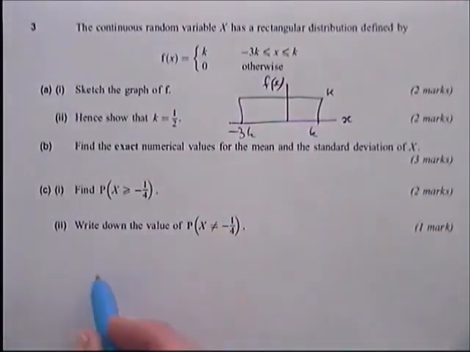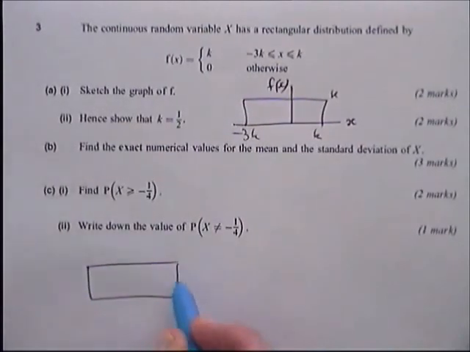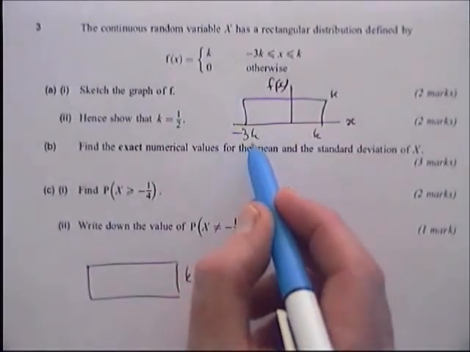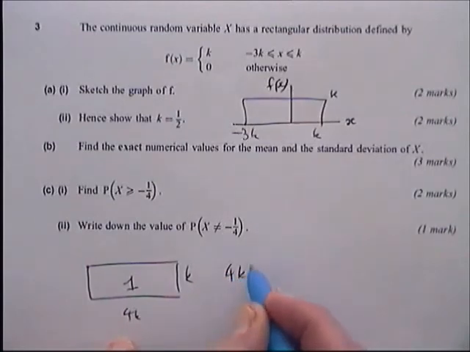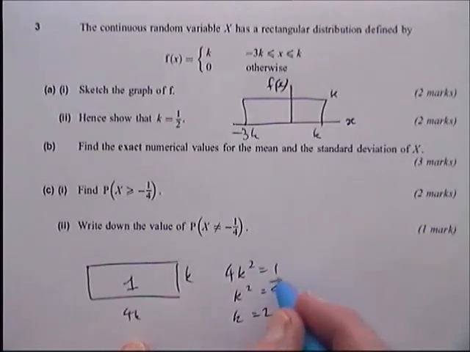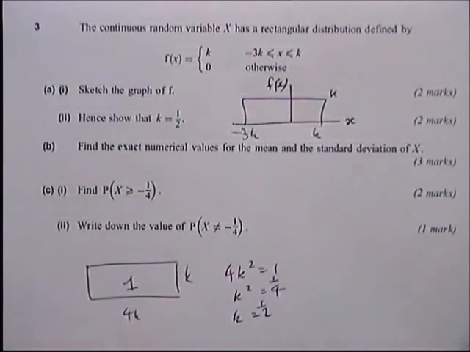So if you look at that, the rectangle has a height of k, a width of 4k, and an area of 1. So that means k times 4k, 4k squared, equals 1. So k squared equals 4. So k equals 2, and I've gone wrong there already. 1 over 4, 1 over 2. There, 1 over 4, thank you, and there, 1 over 2. k is a half, that's correct. Okay, so k is a half.